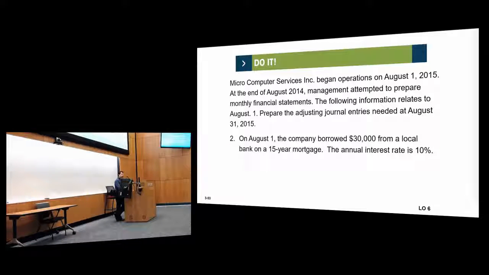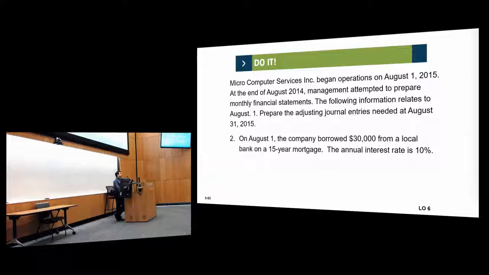A year. First of all, you need to calculate what? The interest amount. What's the interest amount? 10%. Sorry?